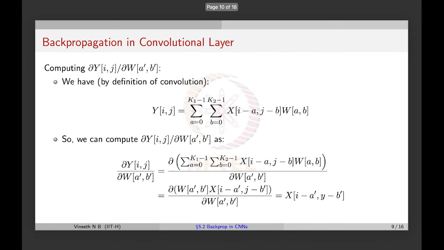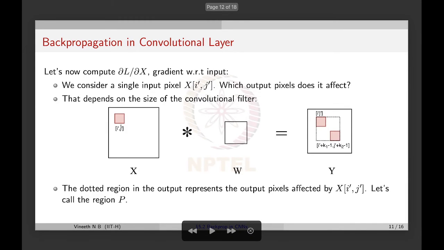So this is how I am computing Y, right? By looking at this equation, can you tell what are the Y values a particular X can affect? I mean, X of ij can affect. So this is the location I have picked. In Y, what regions does it affect?